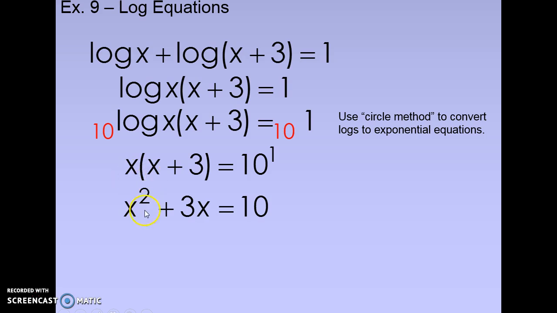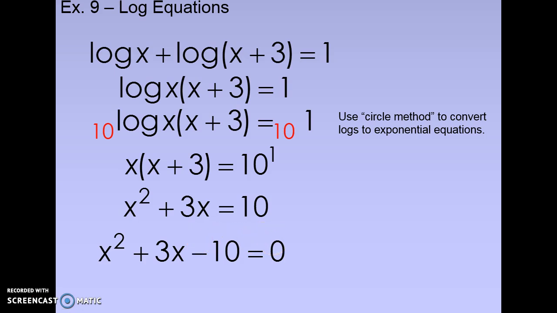Well, let's distribute over here. X times x is x squared. X times 3 is 3x. So now we have x squared plus 3x equals 10. Now, how can I solve for x here? Because I have x squared here, I'm dealing with a quadratic equation. So the first thing I have to do is subtract 10 from both sides. Now I have x squared plus 3x minus 10 equals 0.